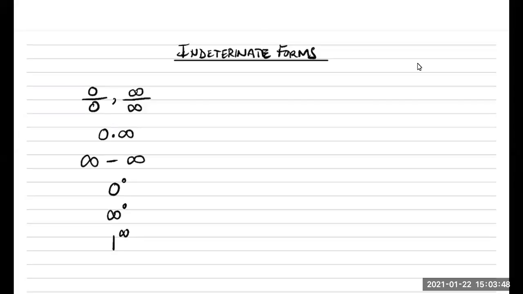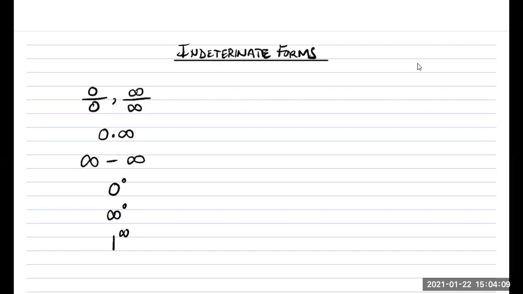In this lecture, gang, what we're going to do is talk about the 7 indeterminate forms. Okay, the 7 indeterminate forms. You'll notice I've got them listed to the left here. One of them you've probably seen already when you were learning limits for the first time in Calculus 1, the indeterminate form of the type 0 divided by 0.